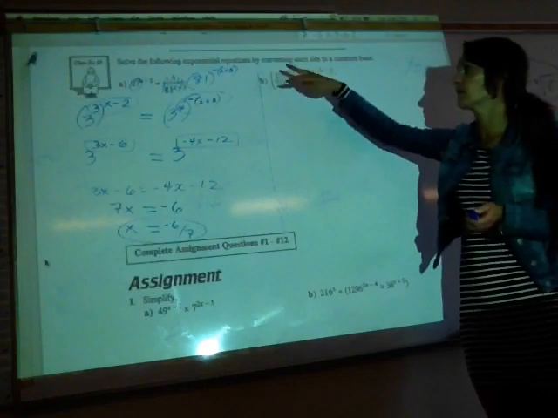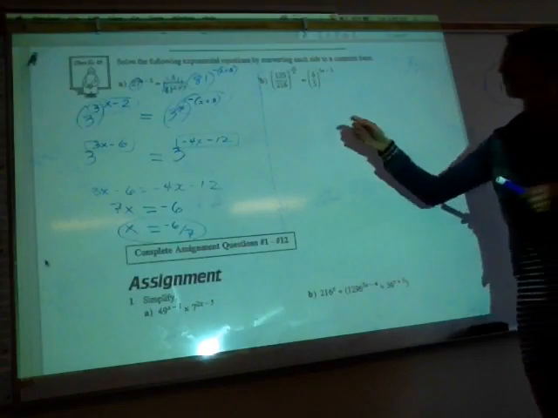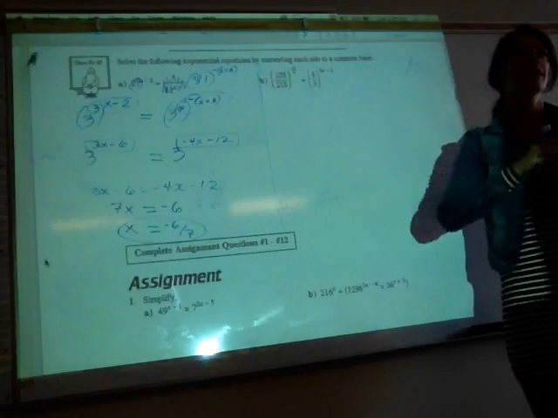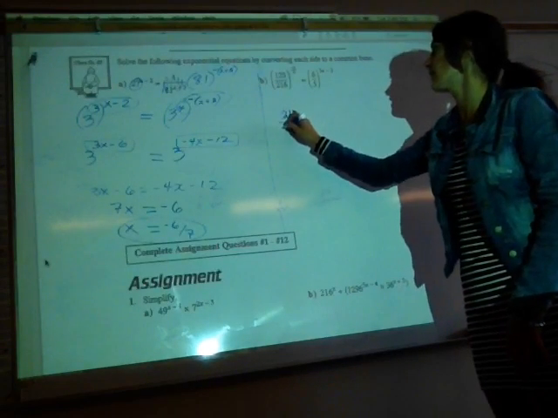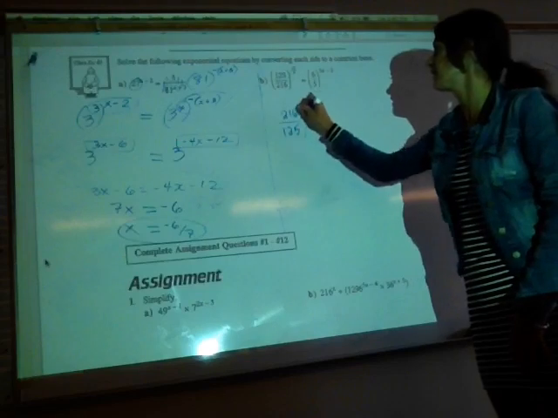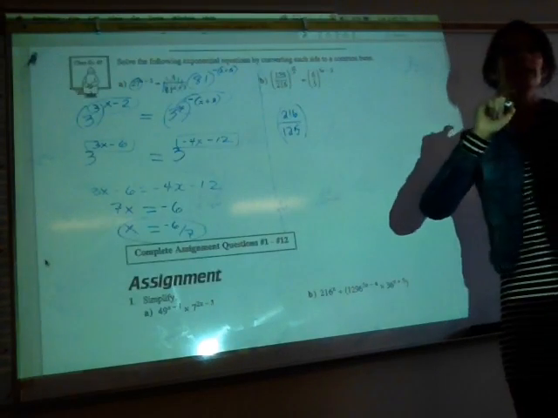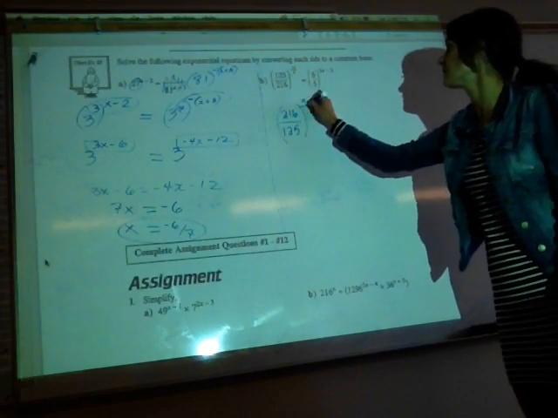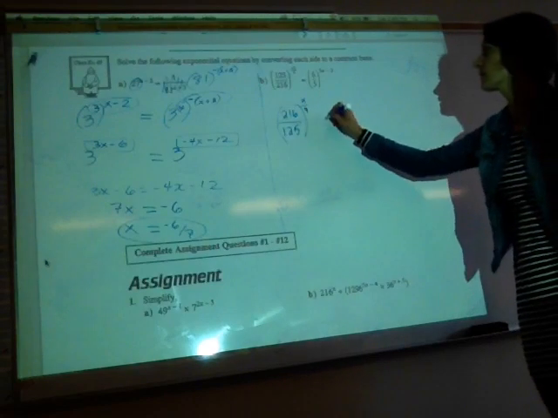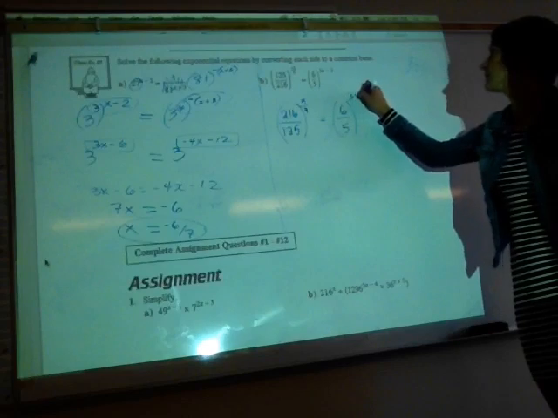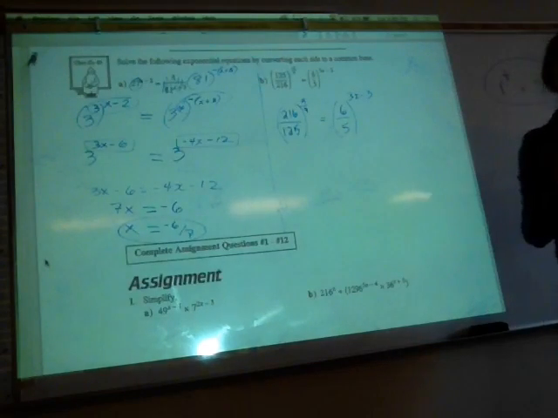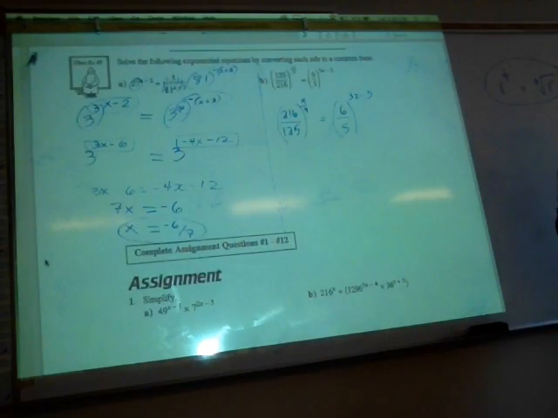So somehow we have to flip these. What can we do with that exponent? Okay, good. If I put the 216 in the numerator and the 125 in the denominator, the sign on the exponent just changes to positive. So if you can identify that right away, your life will be a little bit easier.